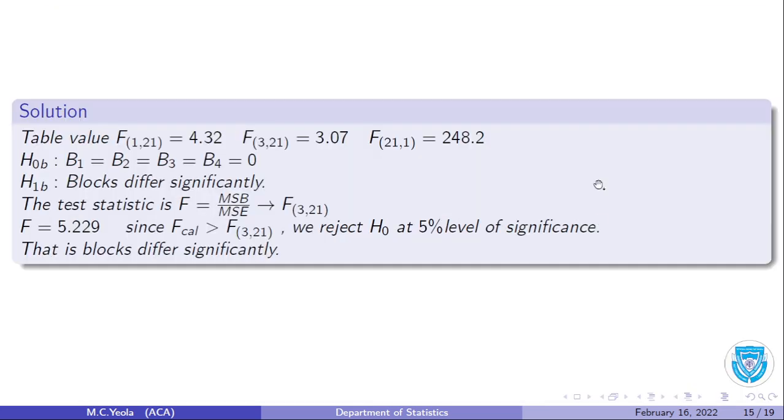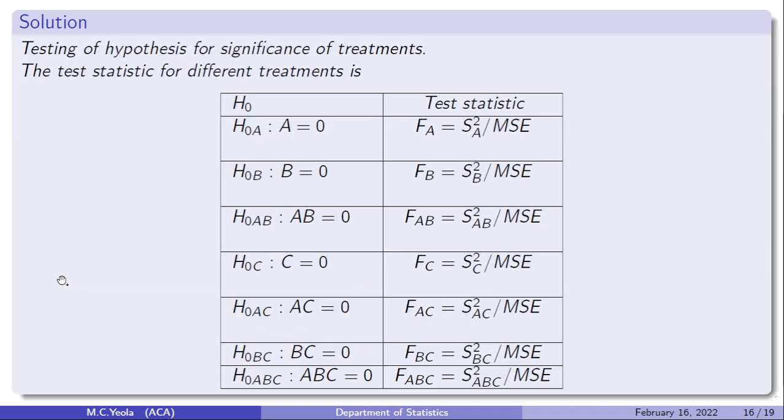So we'll write the conclusion here. I have written the F values related to the F table values. H naught B: B1 equal to B2 equal to B3 equal to B4 equal to 0. H1B, its alternative, we write: blocks differ significantly. Test statistic: F calculated is greater than F 3, 21, this is 3.07, and here 5.229. So we reject H naught at 5% level of significance, that is, blocks differ significantly.